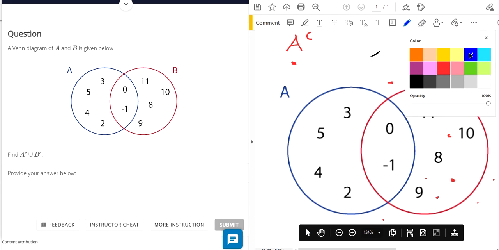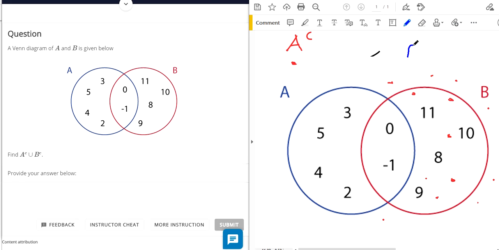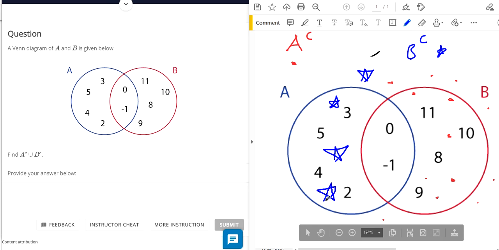And then let's do B complement. So B complement I'll do in stars. So that means everything except B. So this is B complement because this is outside the circle of B. This is B complement. This is B complement.